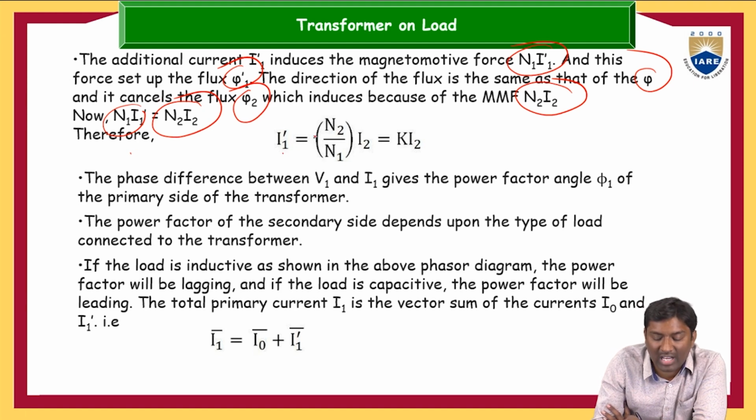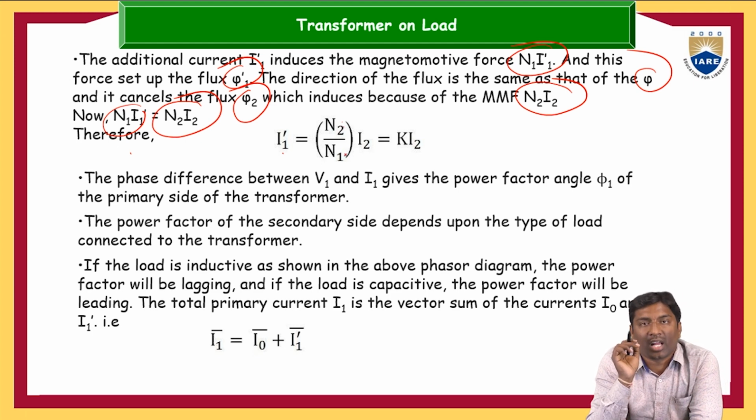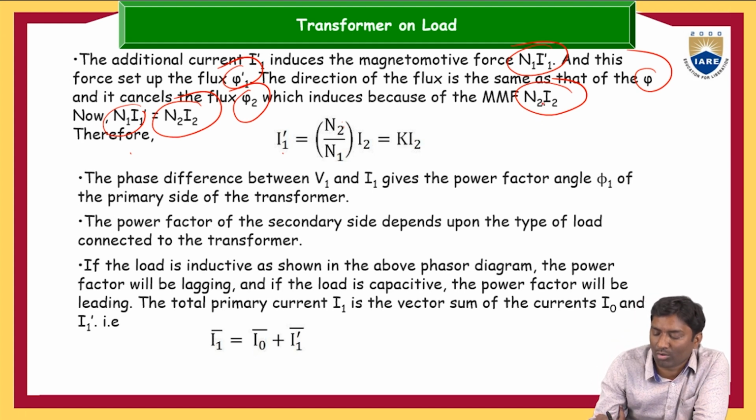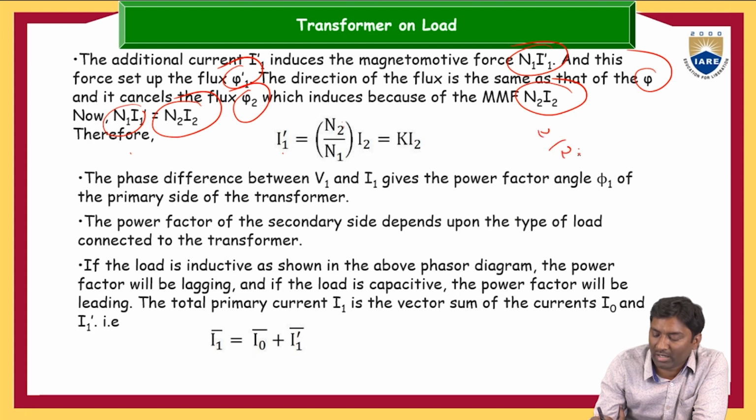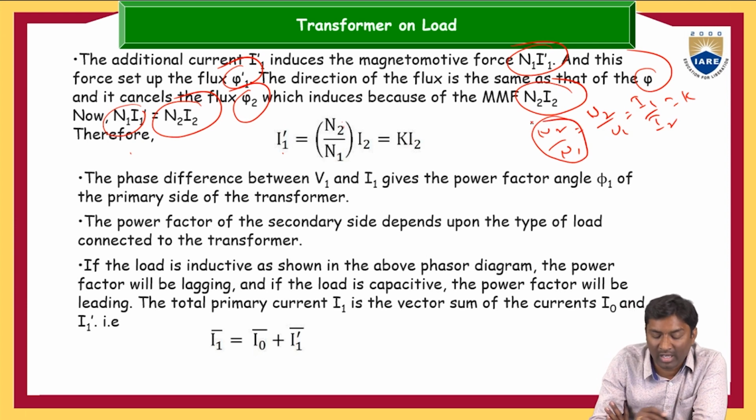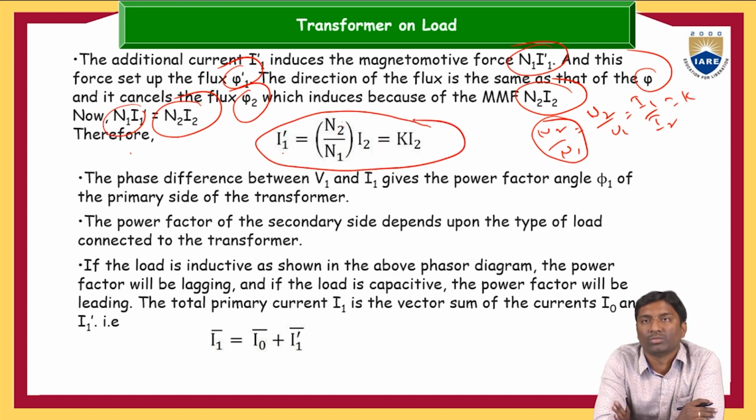Therefore, I1 dash is equal to N2 by N1 into I2, where N2 by N1 is nothing but the transformation ratio. The transformation ratio is equal to N2 by N1, is equal to V2 by V1, is equal to I1 by I2, is equal to K. So I am taking here N2 by N1 is equal to K. That's why I1 dash is equal to K into I2.